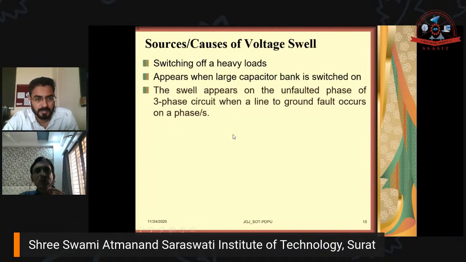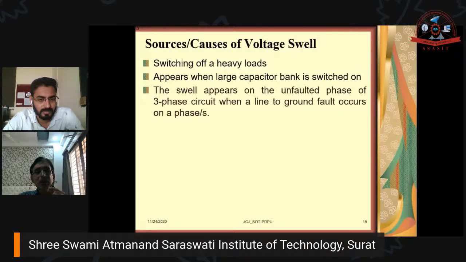What are the sources or the causes of voltage swell? Switching off a large load is one of the causes for voltage swell. The voltage swell also appears when a large capacitor bank is switched on, and on the unfaulted phases of a three-phase circuit when a line to ground fault occurs. So if any line to ground fault occurs, the voltage swell may appear on the remaining unfaulted phases of the three-phase system. These are the sources or causes of voltage swell.